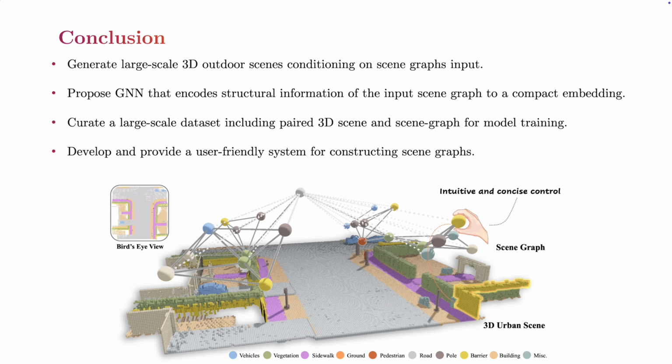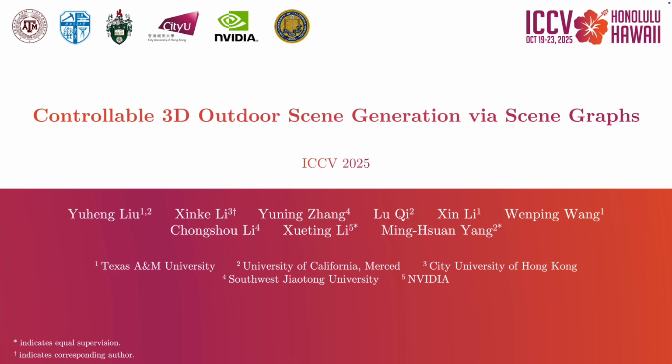In summary, we designed a framework that uses scene graphs to guide the generation of 3D outdoor scenes. We employ a graph neural network to transform structured information into compact embeddings that guide the 3D generation process. Additionally, we created a large-scale dataset consisting of paired 3D scenes and scene graphs for model training. Furthermore, we developed a user-friendly system to facilitate the creation of custom scene graphs by users. That's the end of our presentation.